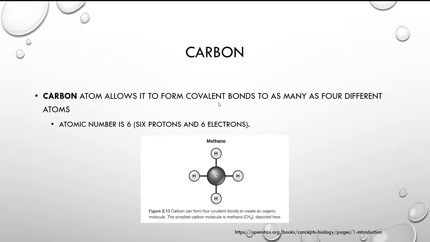Here's an example of one. We have methane. Methane is the simplest form, and it's basically a carbon with 4 hydrogens attached. Carbon is the basis of anything that's organic, which you are organic. So we're going to be talking a lot about carbon because all of our macromolecules are carbon or organic based.